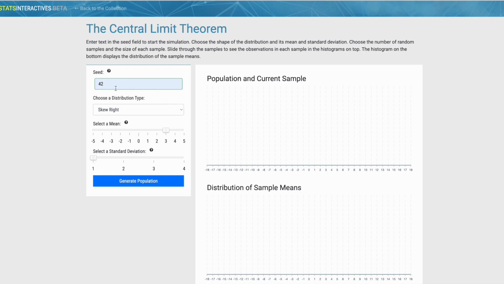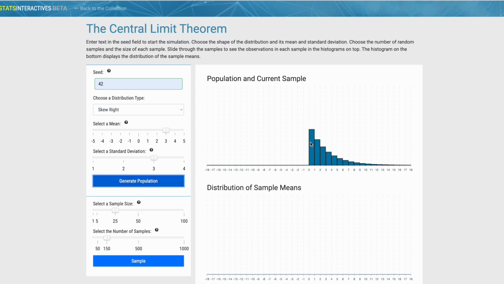This is all about the population till now. Now select a standard deviation. I selected the standard deviation. Now let me generate the population. The population is generated like this. This is the population. Obviously this is not a normal, Gaussian distribution. This is a highly right skewed distribution.